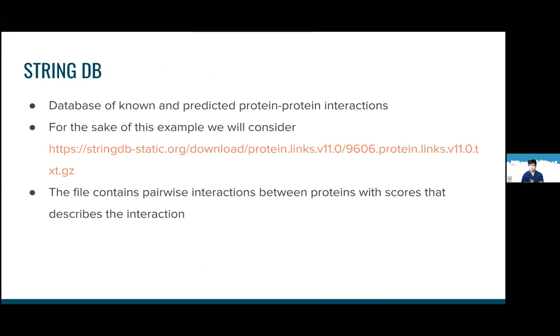So StringDB is a database of known and predicted protein-protein interactions. And for the sake of this example, we'll just consider the protein links for human. This file basically contains pairwise interactions between proteins with scores that qualify that interaction, at least the confidence of that interaction.